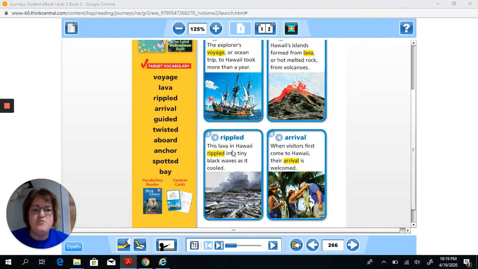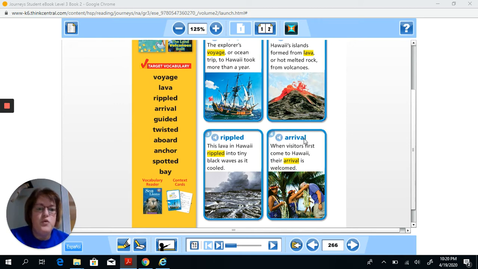Next one on this page is rippled. This lava in Hawaii rippled into tiny black waves as it cooled. Boys and girls, you should be able to determine with the clues, tiny black waves after the word, that rippled has something to do with waves. And it can be waves in water. It could be mostly water, but it could be referring to something else as well. You may have some other type of liquid that might ripple when it moves.